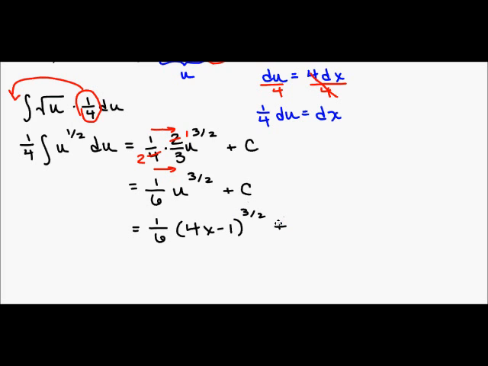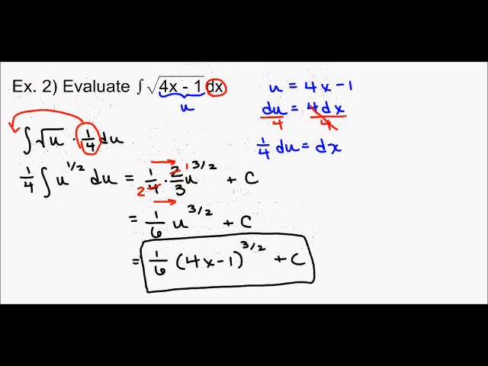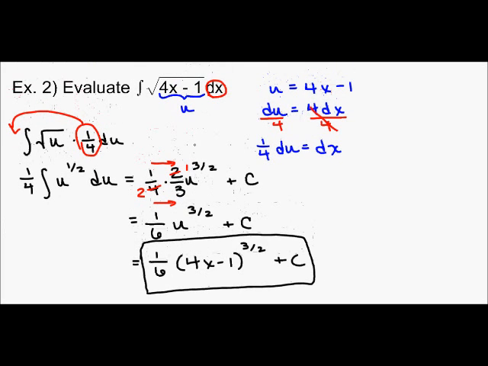Now, if you want to write this as, instead of to the 3/2, the square root of this cubed, you could do that. If you want to go back and check your work, that would probably be a good idea if you're not really comfortable with this process yet. You could go back and check your work by differentiating. So if you differentiate this function and you end up with what you have here, then that means that you've done your problem correctly.